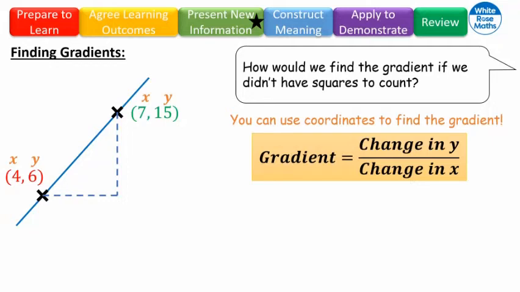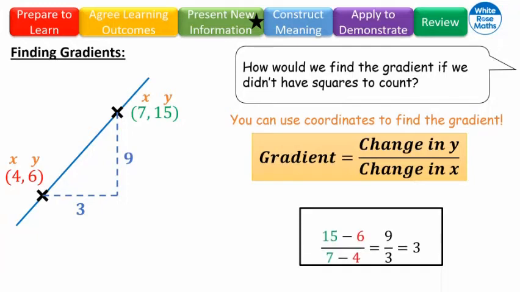So the change in x will give us 7 minus 4, so that's 3. The change in y is 15 minus 6, which gives us 9. We complete the equation. 15 minus 6 is 9, 7 minus 4 is 3, so we need to make sure that it's the change in y, which is 9, over the change in x, which is 3. So it's 9 over 3, and that equals 3.